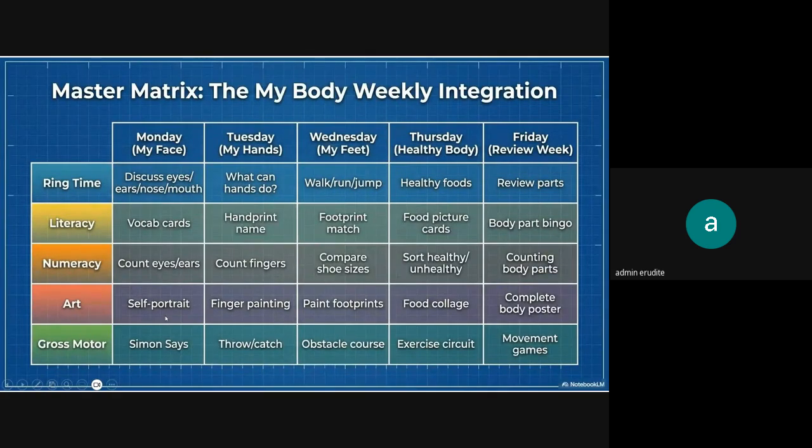You can add and you can remove. Art, we can do a self-portrait. And then for gross motor skills, we can work on Simon Says. The same for Tuesday, Wednesday, Thursday, Friday. On Friday, you'll have an extra block for rainy days. Underneath it, you need to have a section for self-reflection. So I saw with this group the pictures were too little. We went through the pictures too fast.